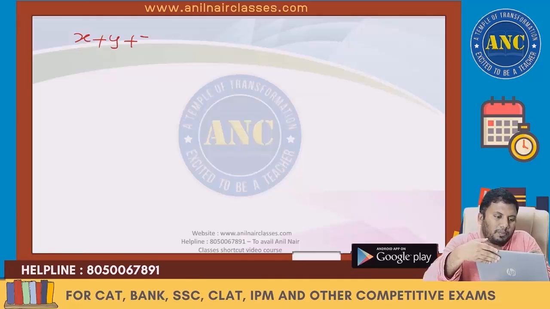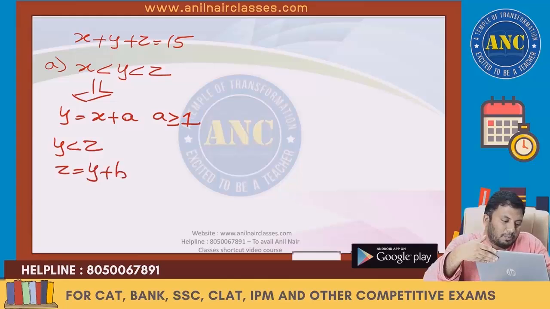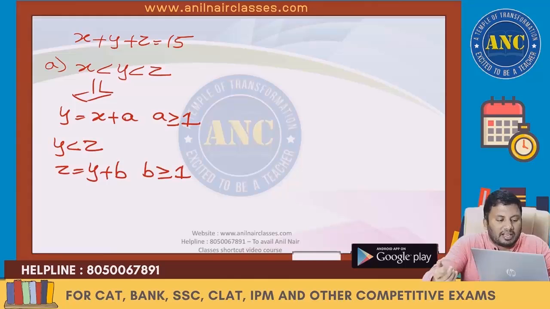X plus y plus z equivalent to 15. First case, x is less than y is less than z. X is less than y means y is x plus a, where a is greater than or equivalent to 1. Y is less than z, that means z is y plus b, where b is greater than or equivalent to 1. X is less than y means y is greater than x.